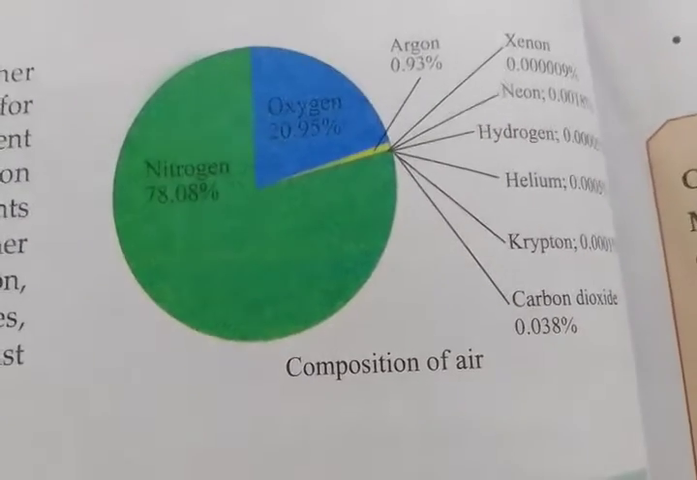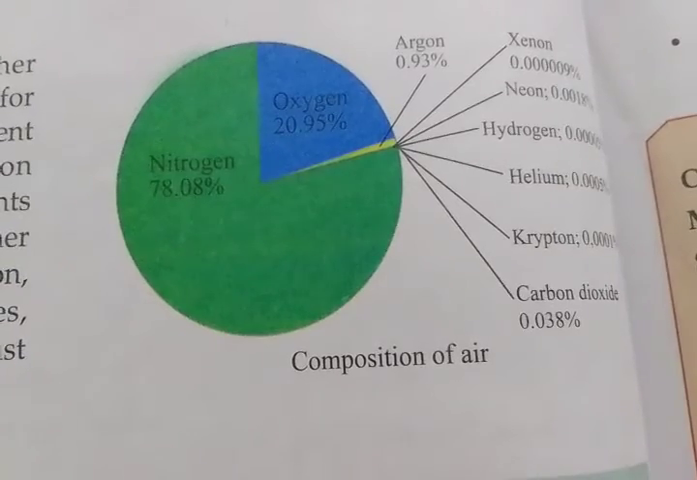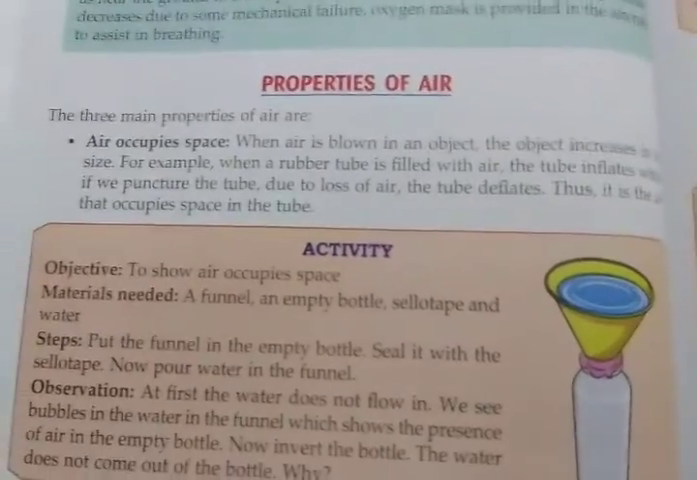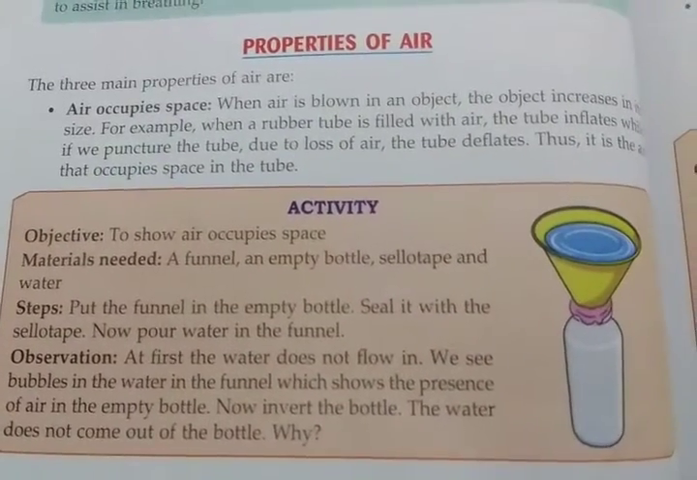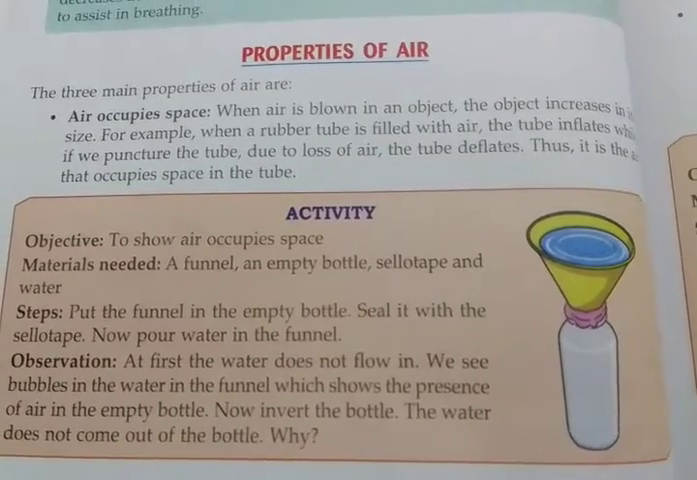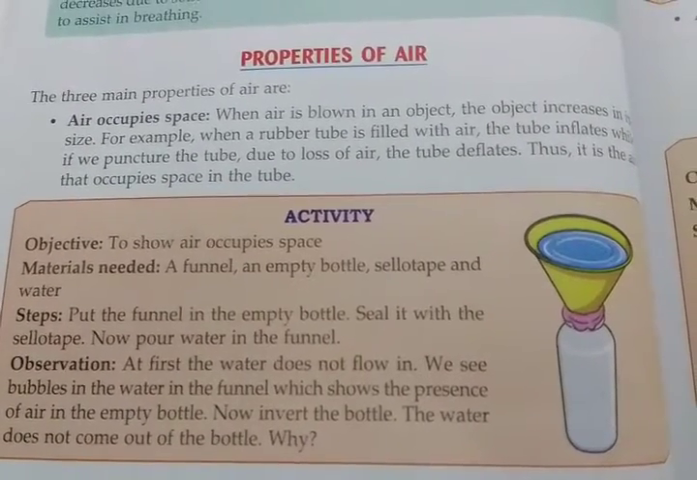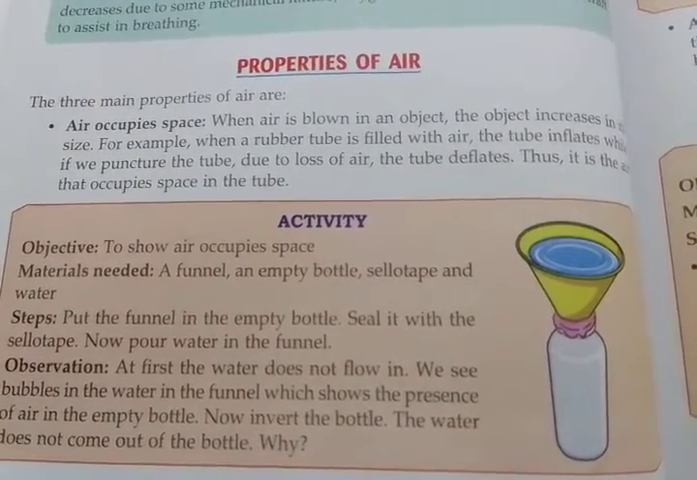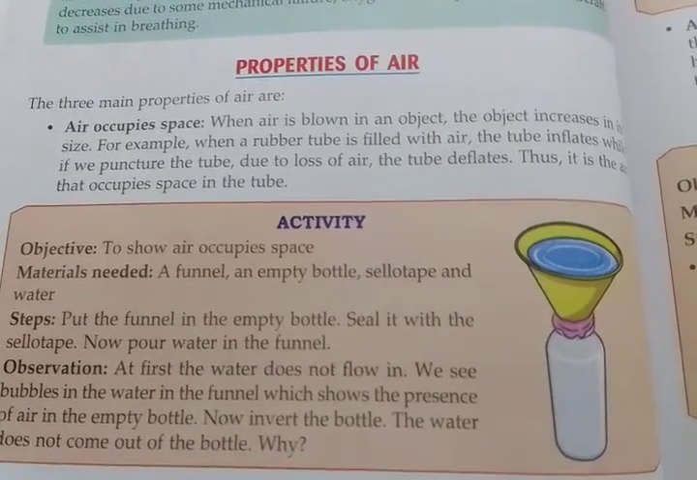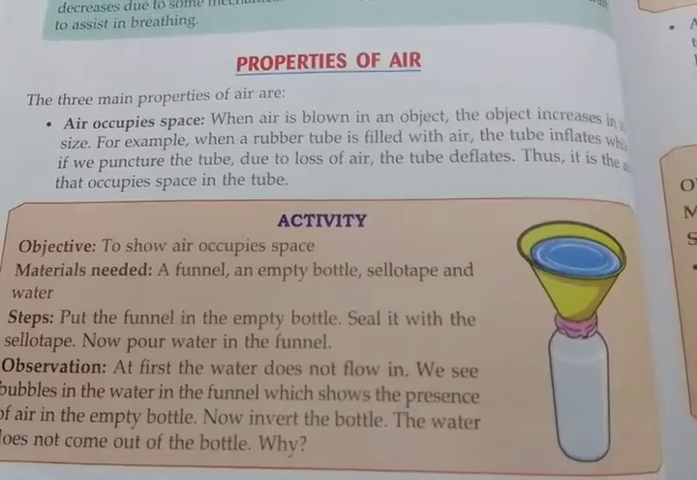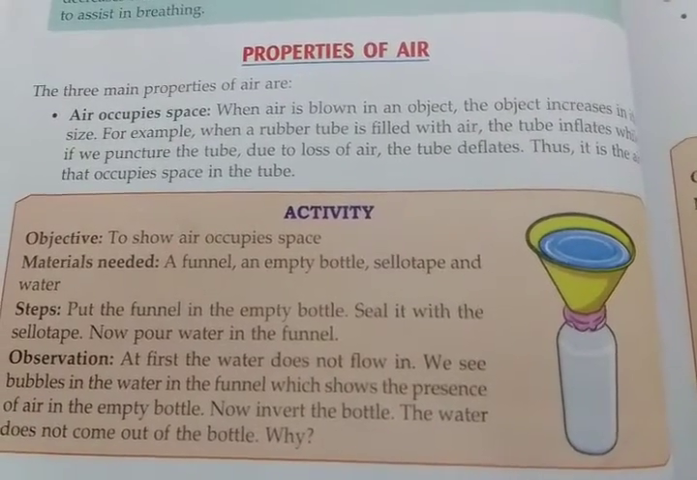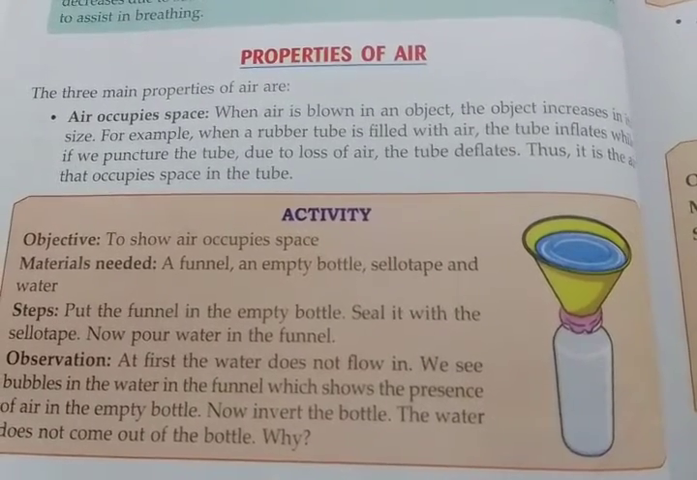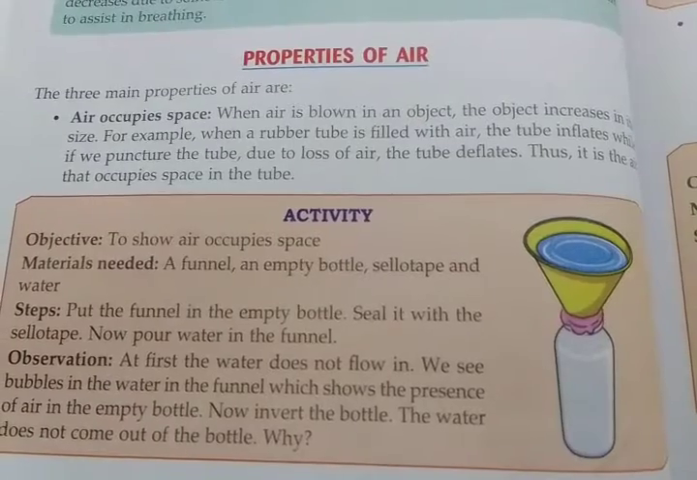Next is the properties of air. The three main properties of air are, first of all, air occupies space. When air is blown into an object, the object increases in size. For example, whenever you blow a balloon, it increases in size. A balloon is flat firstly, and when you blow air in it, then it increases in size.